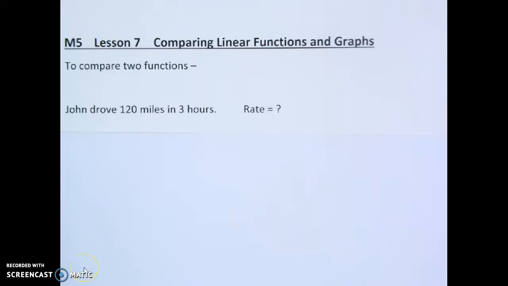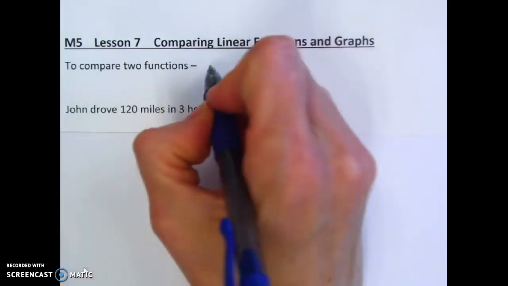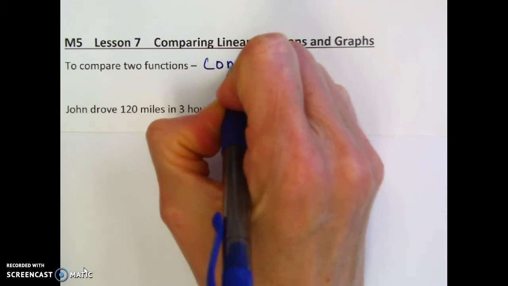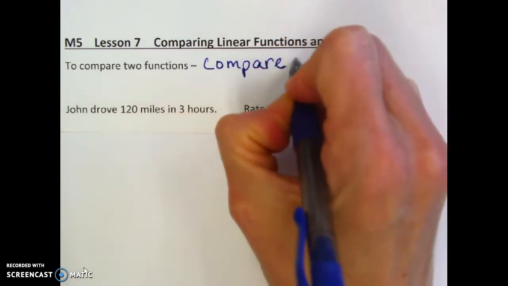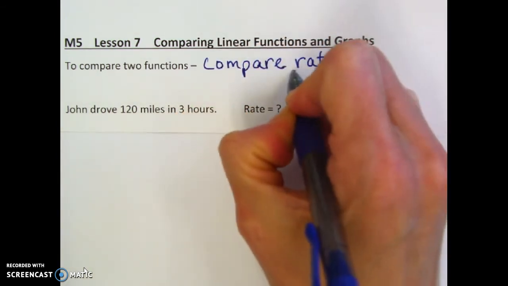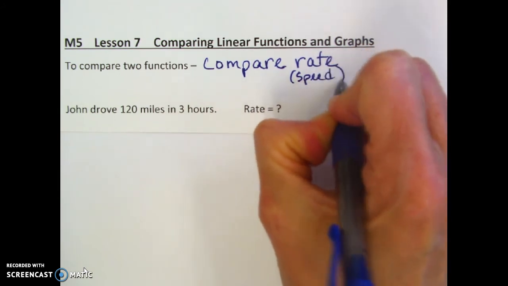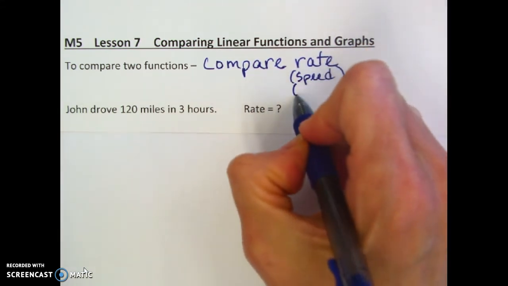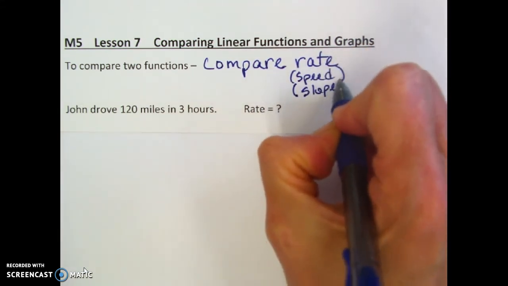Module 5, Lesson 7, Comparing Linear Functions and Graphs. In order for us to compare two functions, we need to figure out what their rates are and compare the rates. So to compare two functions, we will compare their rates. Remember, rate is the same as speed, and in our equation, it's really the same as our slope.